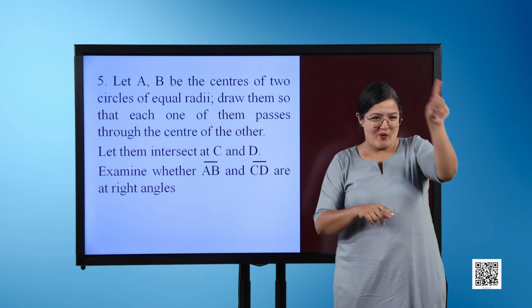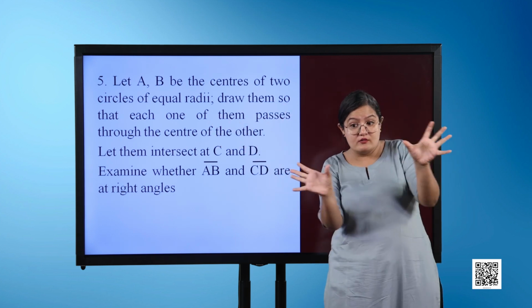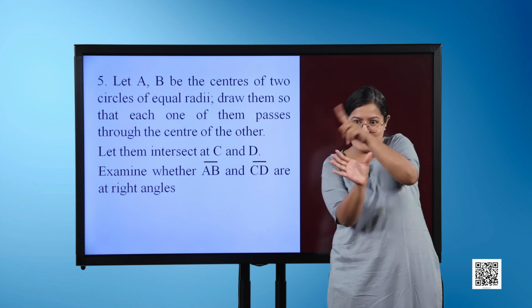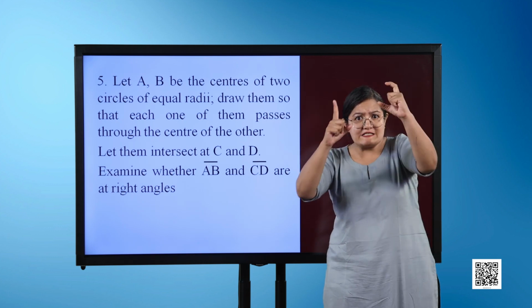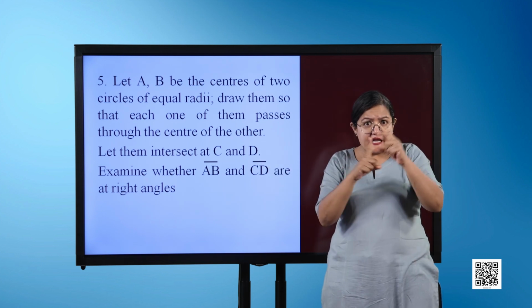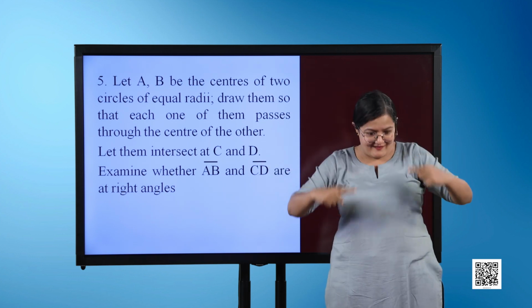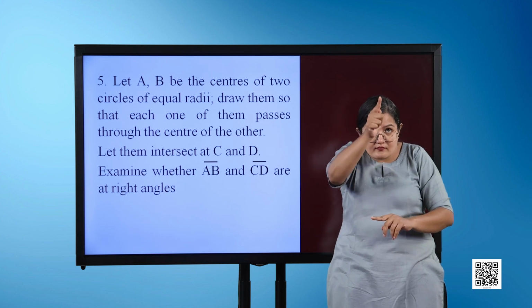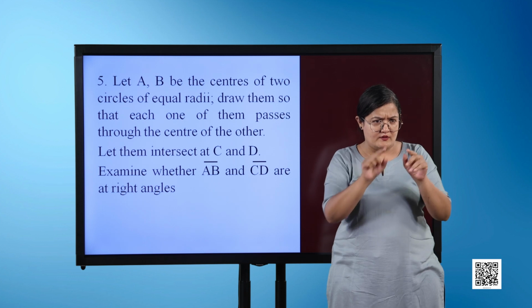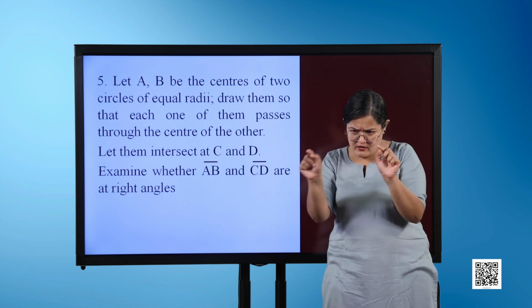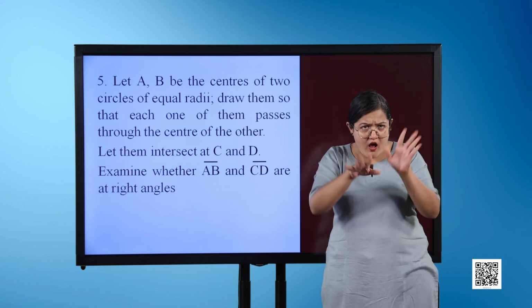Draw them so that each one of them passes through the center of the other. Let them intersect at C and D. Examine whether segments AB and CD are at right angles.